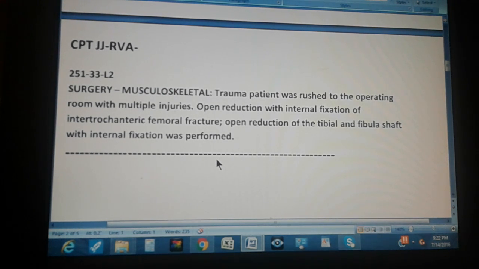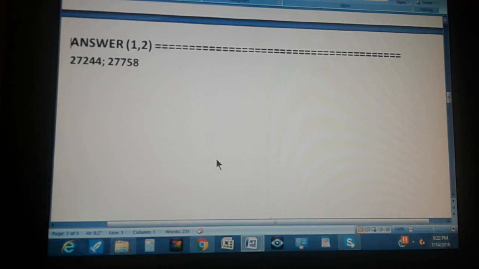1, 2, 3. Okay, there are 2 codes because there were 2 procedures, right? One for the femur and one for the tibia and fibula. So the first code is 27244, and the second code is 27758. Did you get that? If you got it, congratulations. If you didn't get it, let's give you a couple of tips.